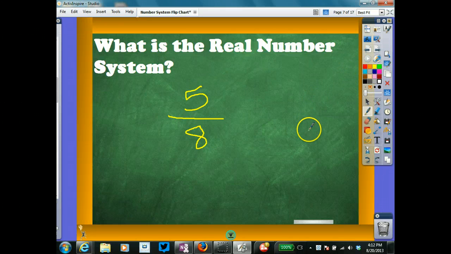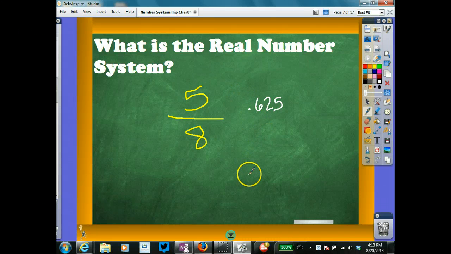Alright, if you look at this, 5/8. 5 divided by 8, and you come up with 0.625. Now, if you have a calculator, you can just say 5 divided by 8, and it'll give you the decimal. Well, when you do that, what all subsets does this belong to? Take a second, write this down before I go on.